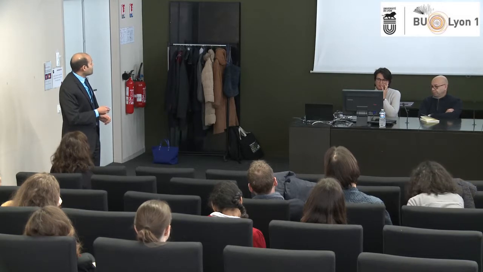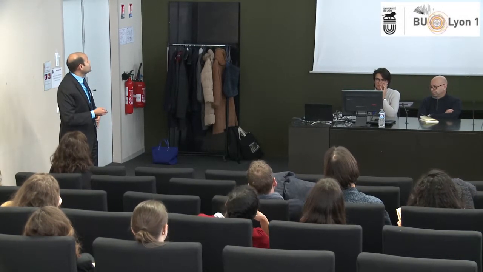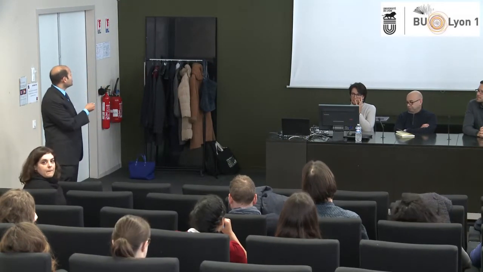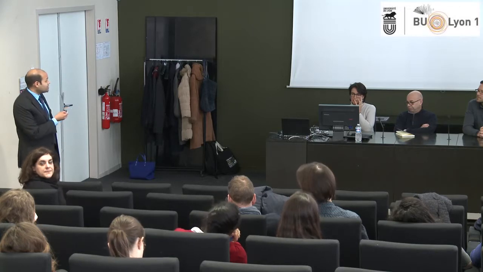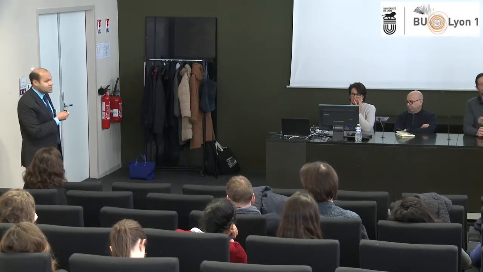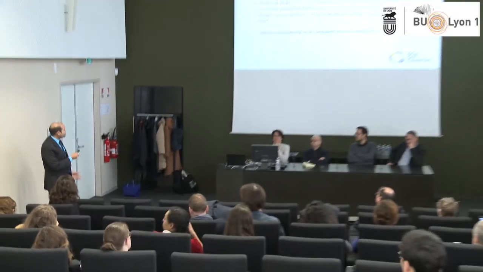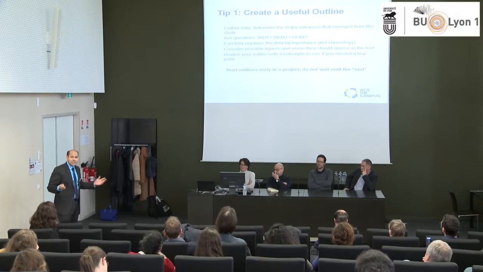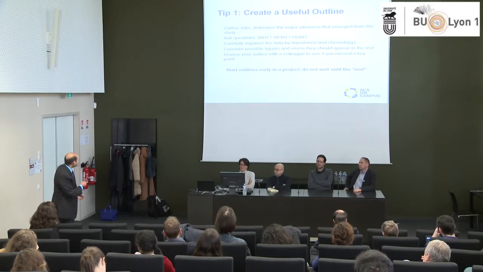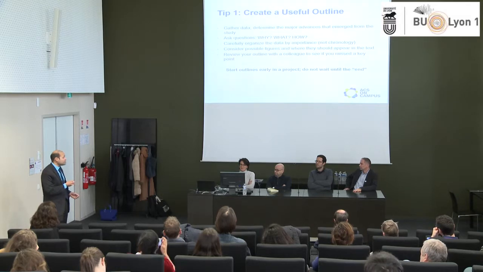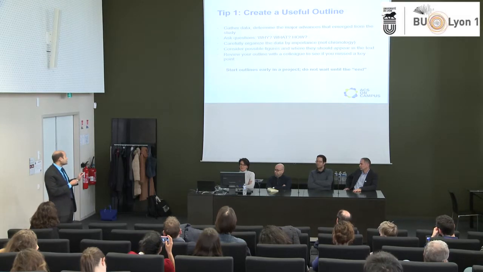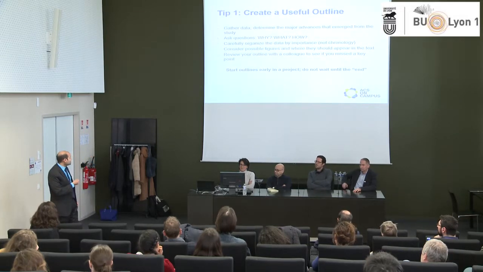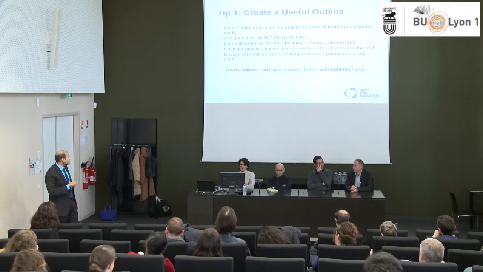So, top 10 tips, how to get published. So, these are 10 tips. So, tip number one is to create a useful outline. So, gather data, determine the major advances that emerged from the study. Ask questions, why did I undertake this work? What measurements did I make or am I going to do in this study? And how is this likely to advance the field? So carefully organize the data by importance, not necessarily chronologically of how you actually do the work. Consider possible figures where they should appear in the text. Review your outline with a colleague to see if you missed a key point.